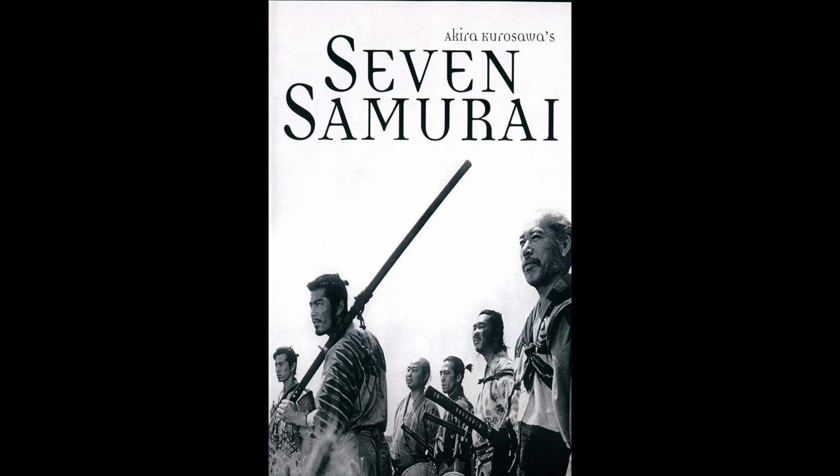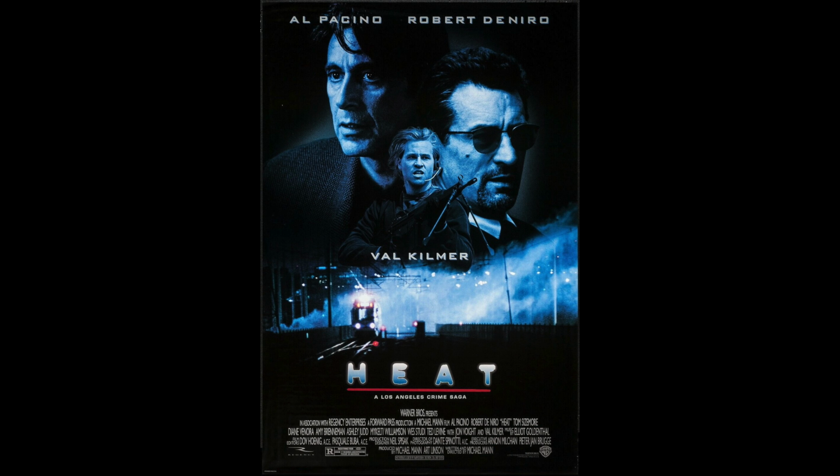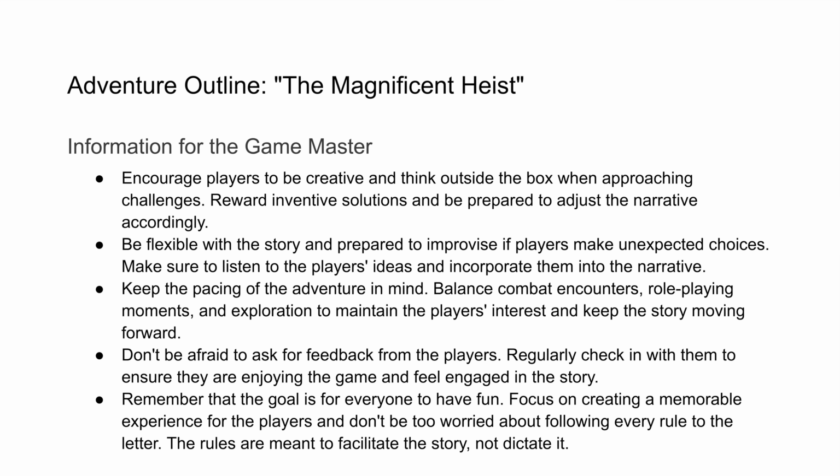Okay, so I thought it would be good to kind of put together an example outline. This isn't a full adventure, it's just an outline. So I'm going to use some classic movies, or at least what I consider classic movies, and I'm going to pull from Seven Samurai, Heat, and The Great Escape. And I'm going to call my adventure The Magnificent Heist.